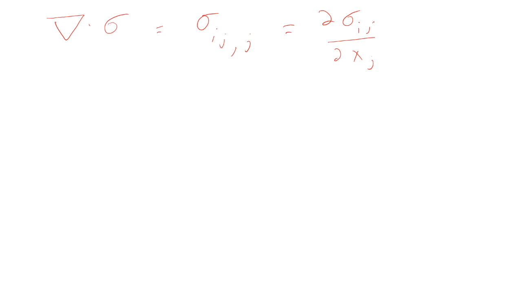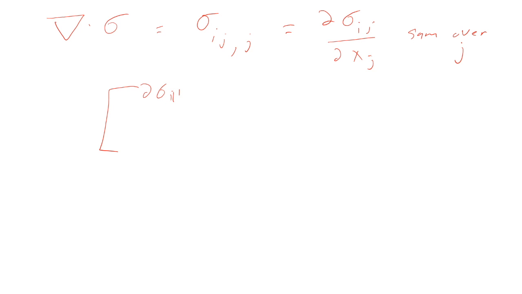Now, we have a repeated index here of j, right? So we have to sum over j. That means if we sum over j, we only have one free index i. So how many terms does the divergence have? 3, not 9, right?